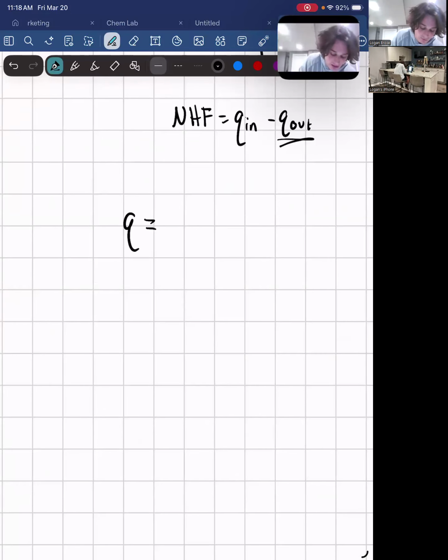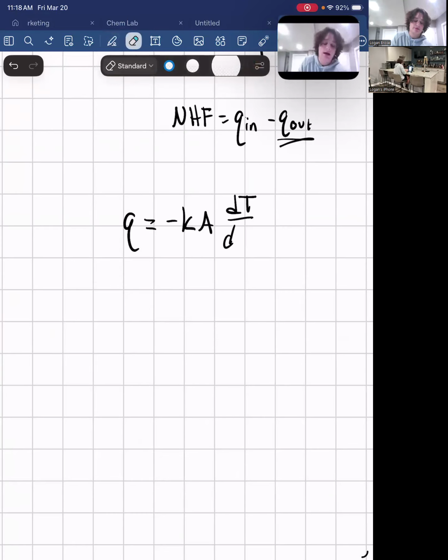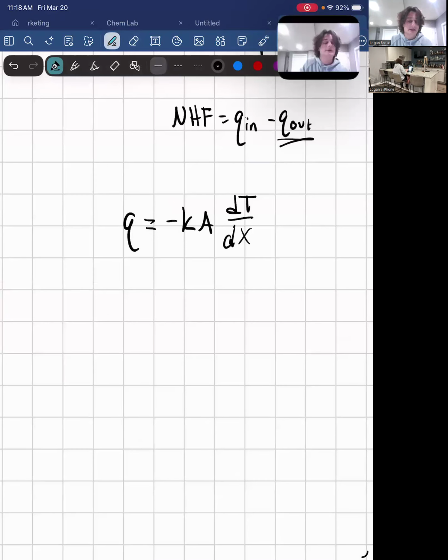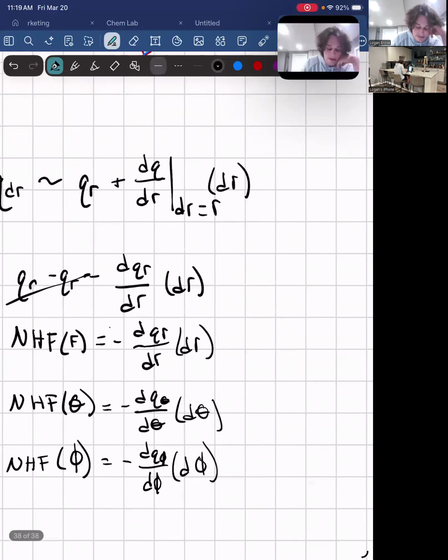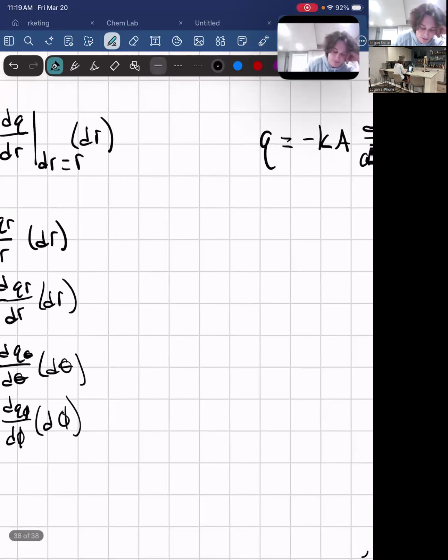Where Q equals minus K A dT over dx. Nope, sorry, not dt. This value is whatever direction you're going in. Since I haven't specified a direction here, I'm just going to put X. Now it's not the X direction that we're going to be working in. Right, so we take this equation and we can use it for each of these equations.